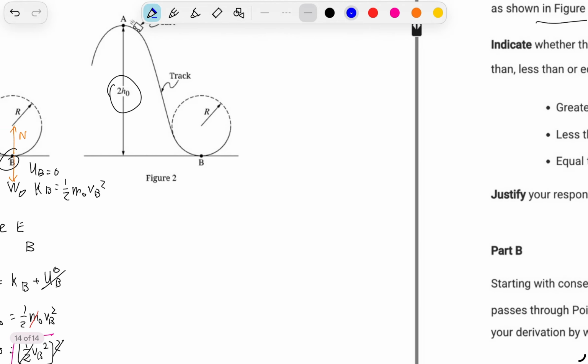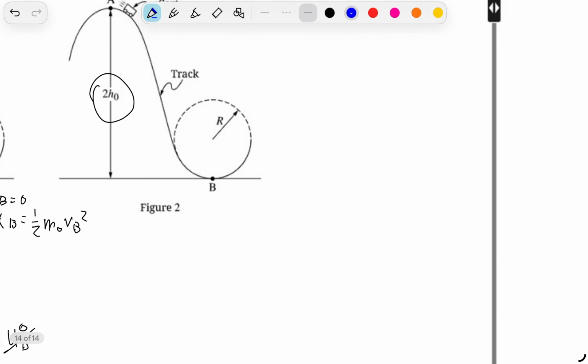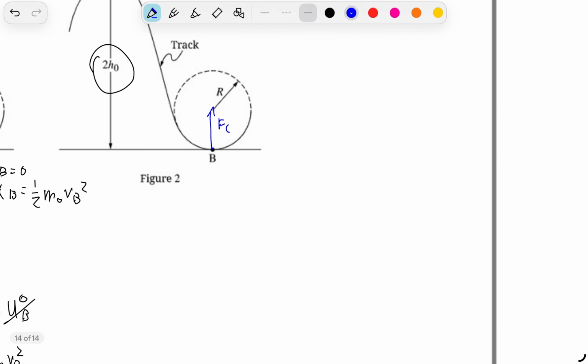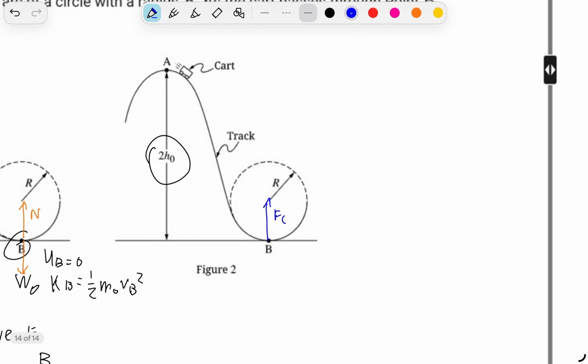Well, when we're at point B, we're still at the bottom of this curved track, so the center of the circular arc is going to be above. So that means that you are going to need a net upward force in order to curve upward. So in scenario 2, we start from a greater height. So it's going to reach point B with a greater speed than if we were in scenario 1.